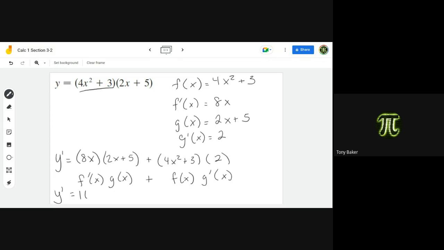So we've got 16x squared plus 40x plus 8x squared plus 6, which equals the 24x squared plus 40x plus 6. So the answer comes out to be the same both ways. And it should. If it didn't, we did something wrong.